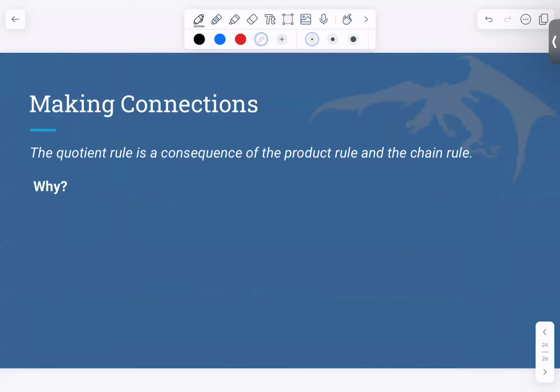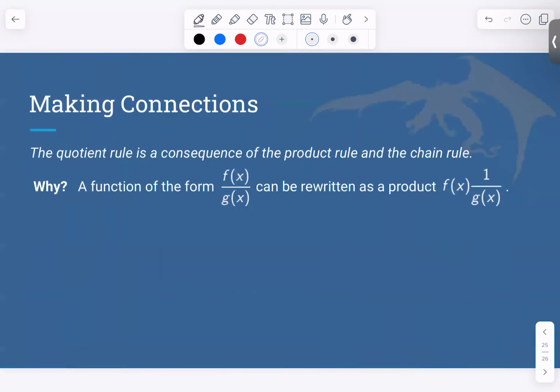All right, so the quotient rule is a consequence of product rule and chain rule, and this is honestly why I love this. Okay, this right here. So how do we make the connection? So if I take the product rule and the chain rule and use those, then I will actually get the quotient rule. So let's say we have a function f of x over g of x can be written as the product of f of x times 1 over g of x.